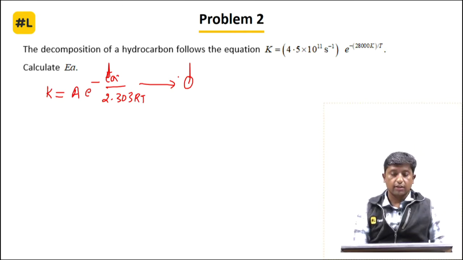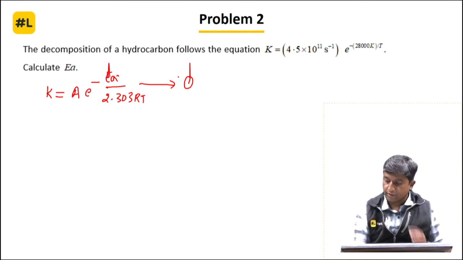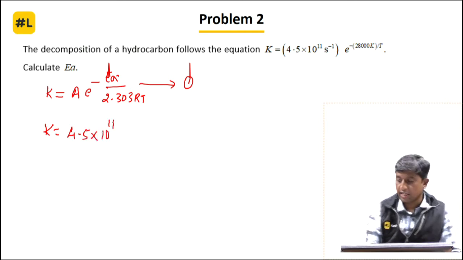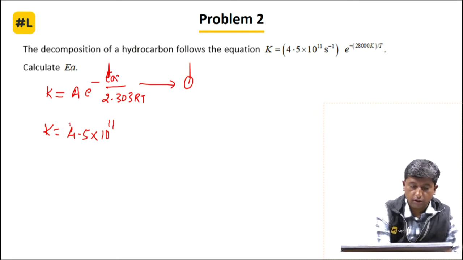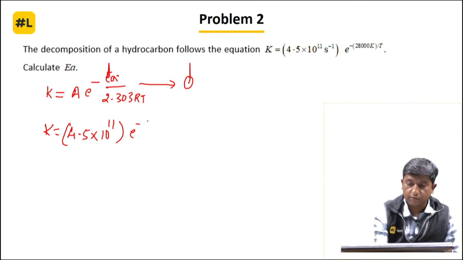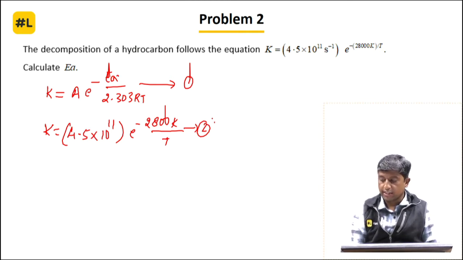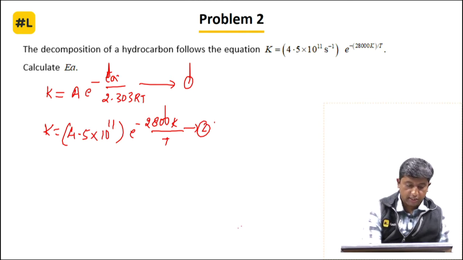And the given equation, let us compare that. The given equation is K will be equal to 4.5 into 10 power 11 into e to the power of minus 28000 K by T. This is equation 2. Students, now let us compare, just a minute.